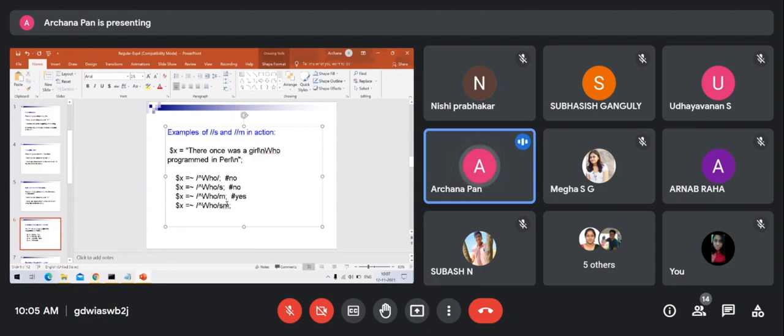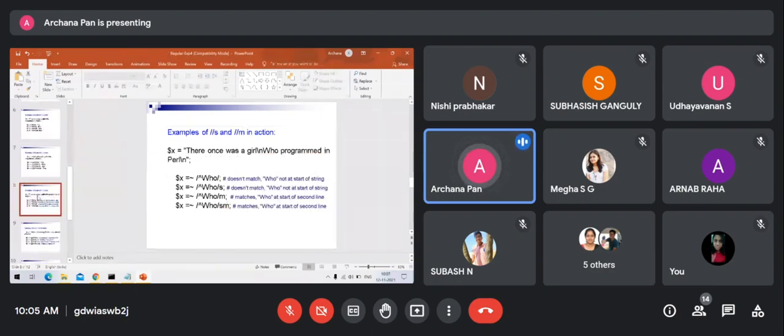Is the understanding clear? So let me go on. See, we have explained this one: there once was a girl, then there is a newline character, who program in Perl. Now, with no modifier, it does not match, because "who" is not at the start of the string.